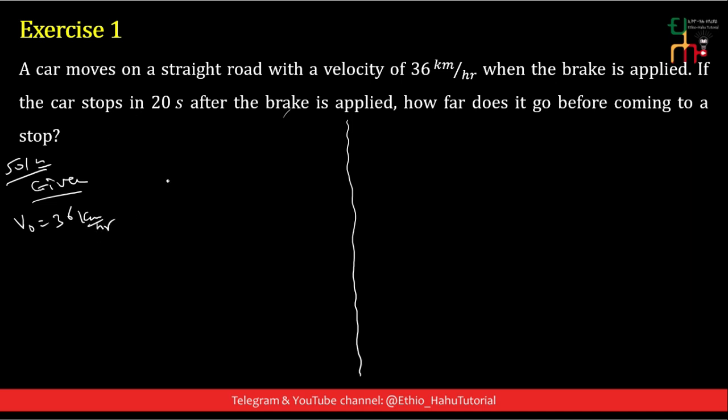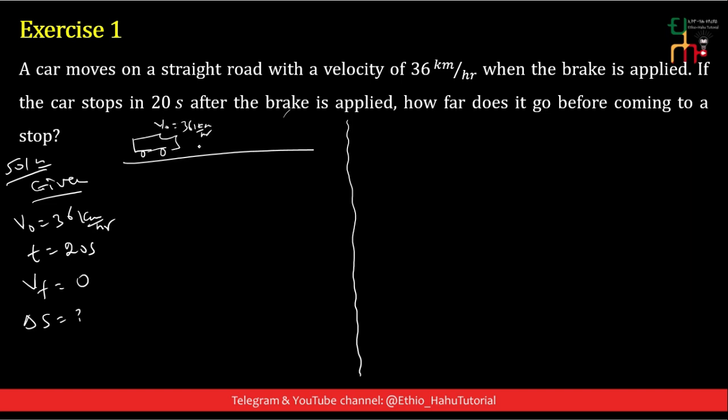per hour, and the time it takes to stop is 20 seconds. T is equal to 20 seconds, and the final speed of the car is 0. What is the distance traveled by the car before coming to a stop? Because here the car is moving with v0 36 km per hour, and then it comes to a stop. V final is equal to 0 while moving this much distance, delta S. This is what we are going to find.